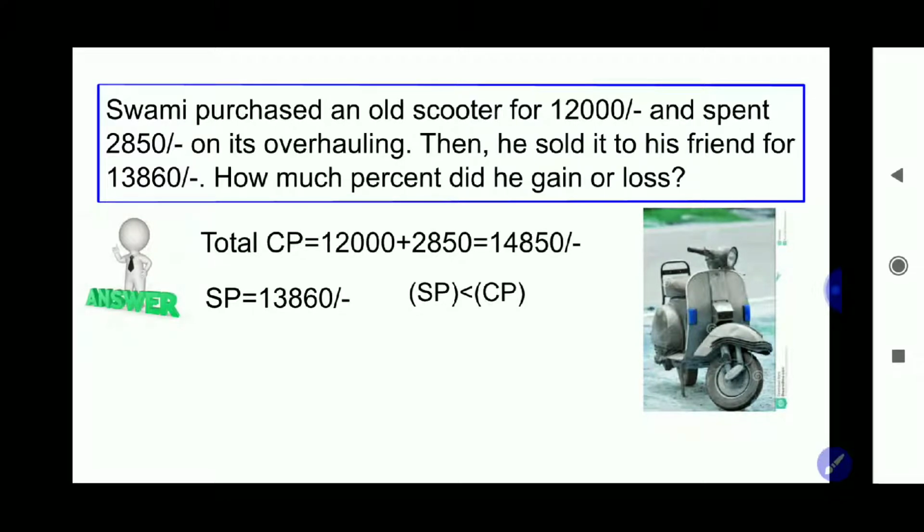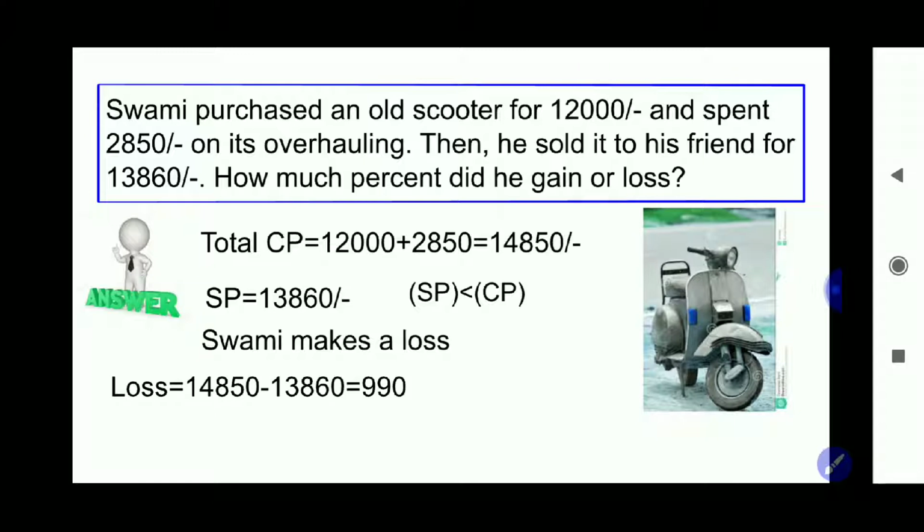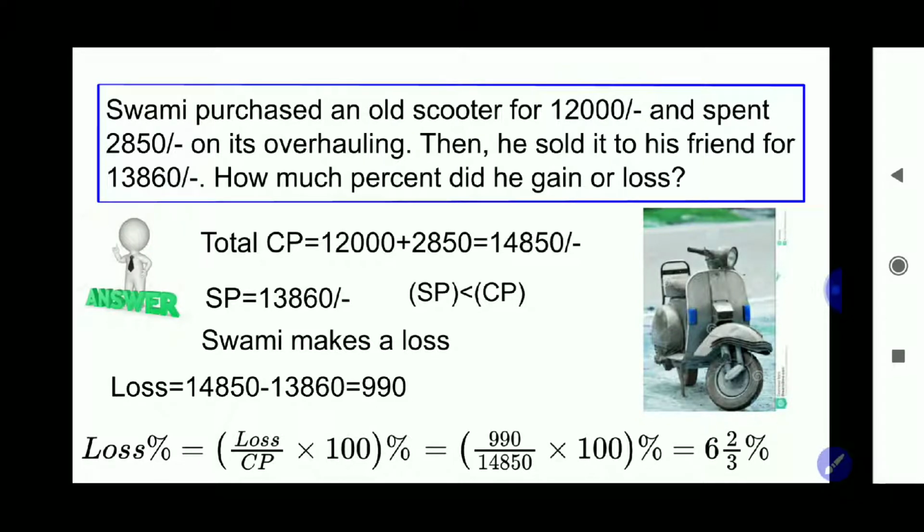Here, selling price is less than cost price. Hence, Swami makes a loss. Loss is equal to 14,850 minus 13,860, that is 990. Loss percentage, the formula says loss by CP into 100. So 990 by 14,850 into 100. By simplification, its answer is 6 and 2 by 3 percent.